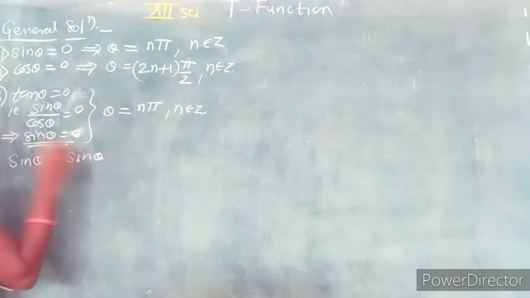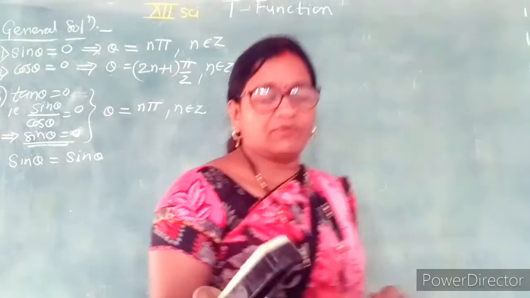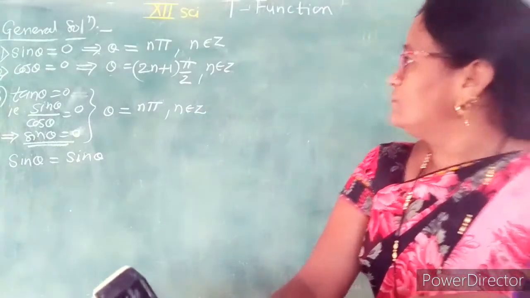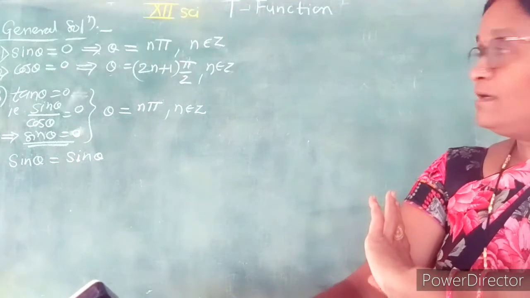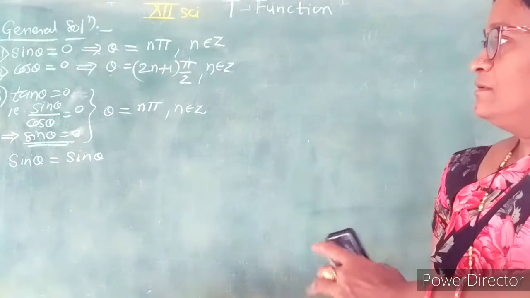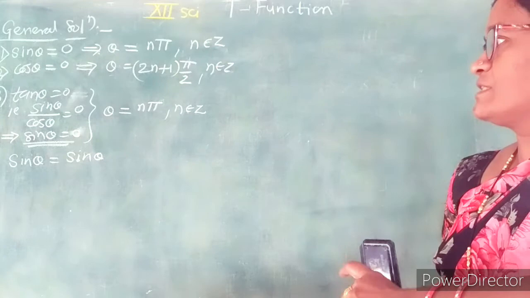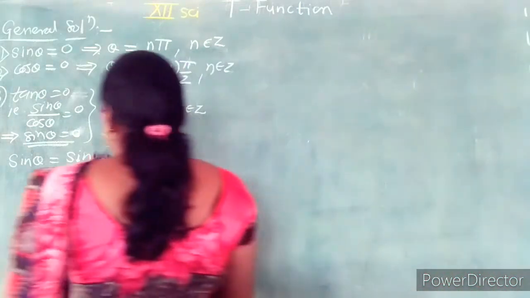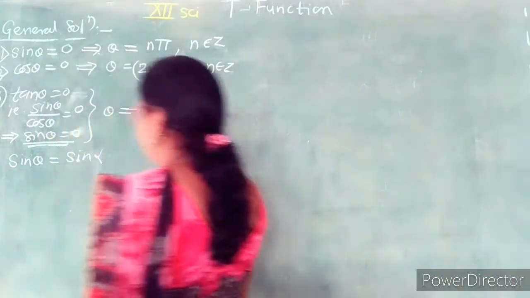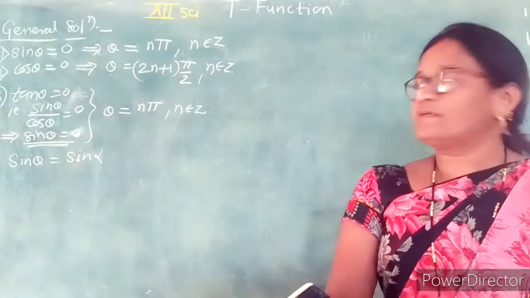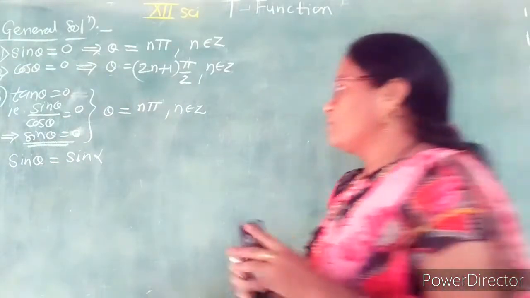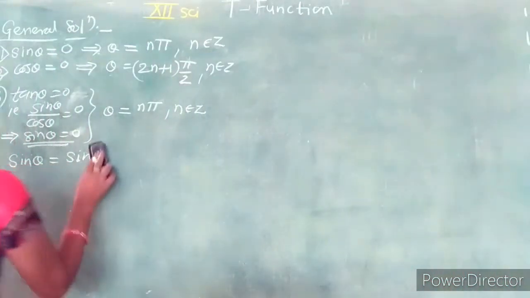Now for the next values, we take the general solution for the trigonometric equation sin theta equal to sin alpha. Remember that there are three types of solution: sin theta equal to sin alpha, cos theta equal to cos alpha, and tan theta equal to tan alpha. Now for this we find the solution by comparison of the angles.